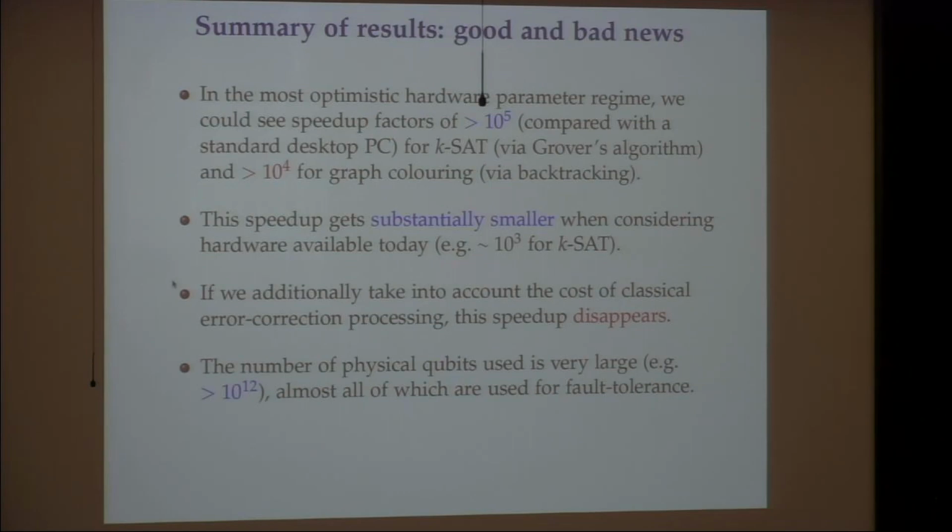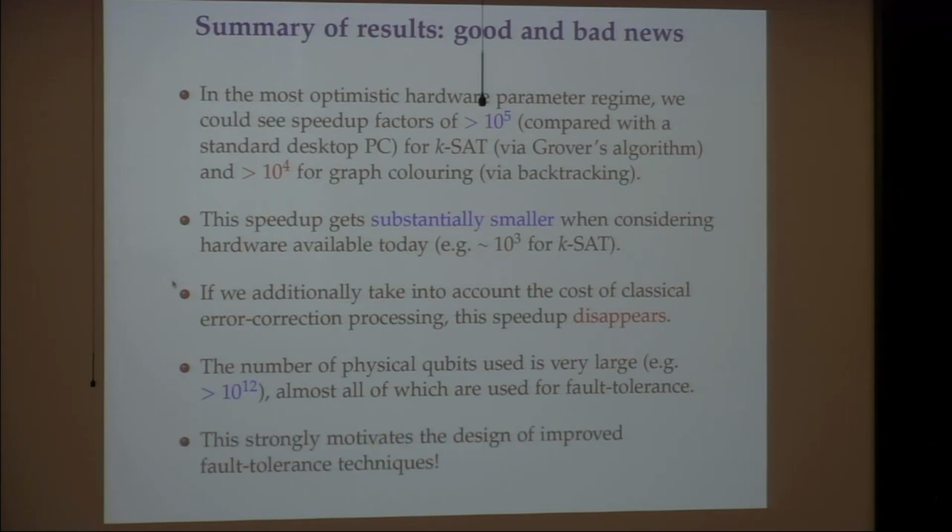Okay, and the other slightly scary thing is that the number of physical qubits used to achieve these speedups is extremely large. So let's say at least 10 to the 12 or something like this, right? Which is very big, and almost all of these qubits are used for fault tolerance. As I mentioned, the way that the circuits are working is by doing magic state injection. So they have these factories that are producing these magic states and injecting them into the circuit. And these factories end up needing to be very large, and there need to be a lot of them. So that's why you end up with a lot of physical qubits being used. But I guess the good news is that almost all of these are just used for fault tolerance rather than anything algorithmic.